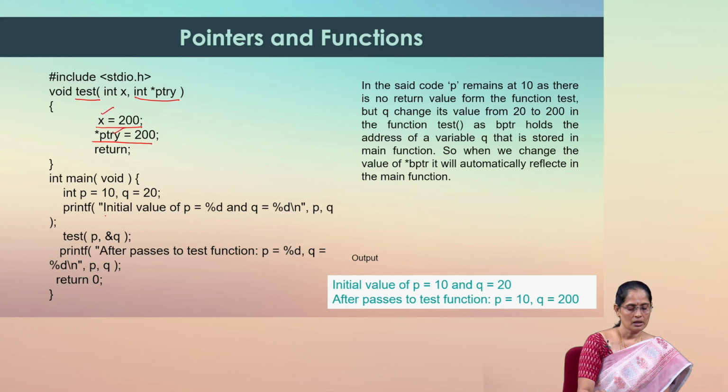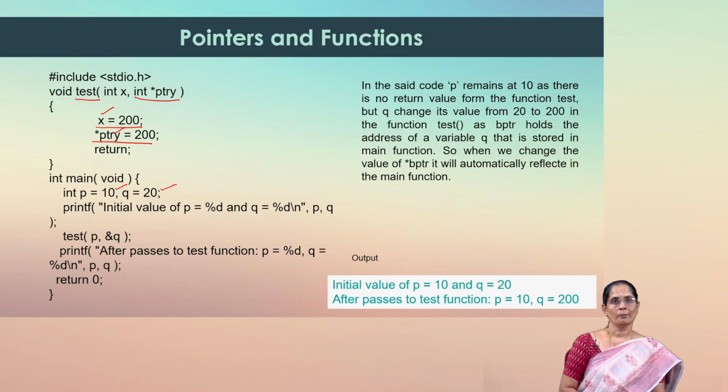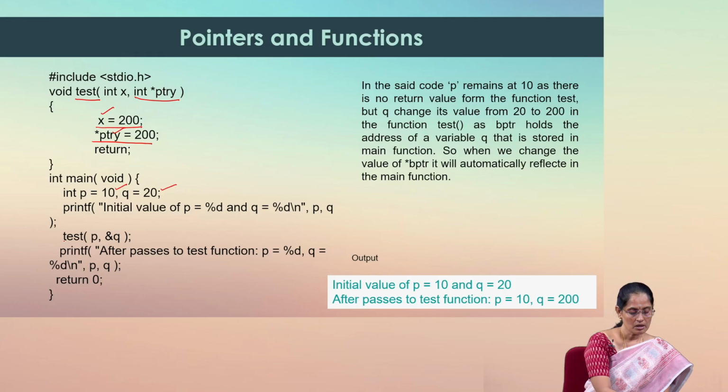Now, we have a main function. In the main function, we are declaring two integer type variables p and q with the values 10 and 20. We are also displaying its values, right. Now, we are invoking the function test. Okay. So, this is also called a function call statement, right.